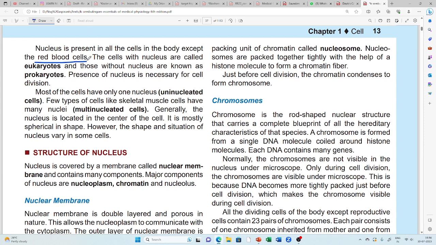Just understand that RBC actually has a nucleus, but during the maturation stage it is expelled. You will study that in the next chapter. Red blood cells don't have a nucleus. The cells with a nucleus are called eukaryotes, and cells without a nucleus are called prokaryotes.